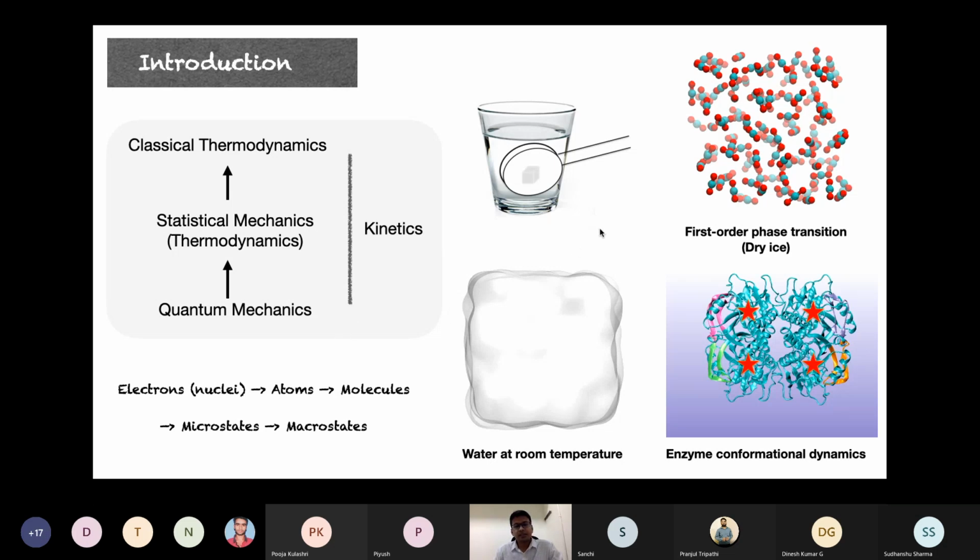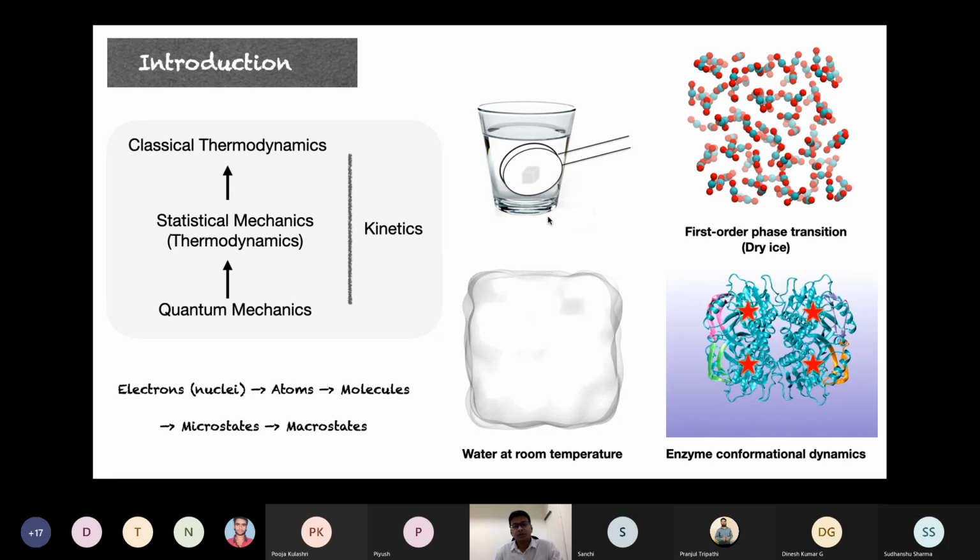Now, let me start with a simple system. Think of a glass of water, which is shown here. At first look, when you see a glass of water, you think, okay, this water is at normal temperature and pressure. It's inside a container, and that's it, right? You don't see anything other than that. Of course, if it is clear, it says pure water.